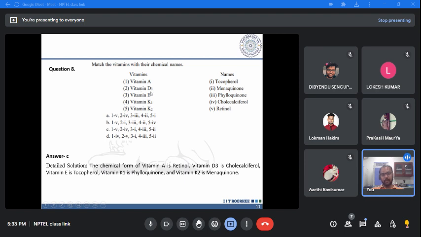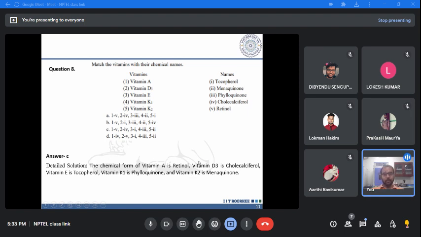Then if you don't know vitamin D, we can go to vitamin E. Vitamin E is tocopherol, so you go three is three, not three one. So this is three one. You see, you only need to know two, because I also knew A and E. So this is the answer. You can eliminate the other options and you will get your correct answer.